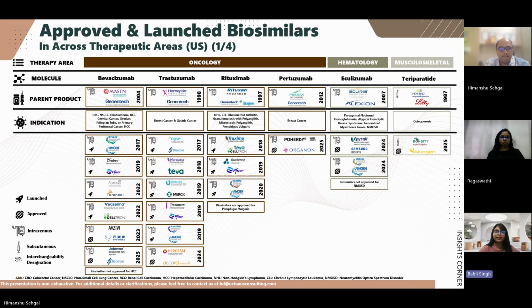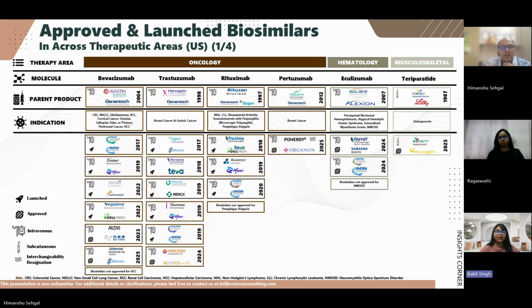So this slide is about the landscape of approved and launched biosimilars across therapeutic areas in the US. We have segregated it into 4 sections: therapy area, molecules with their API, parent product, the original biologic, and their indications. We will talk about how many biosimilars have been launched and approved as of 2025. First we will talk about oncology.